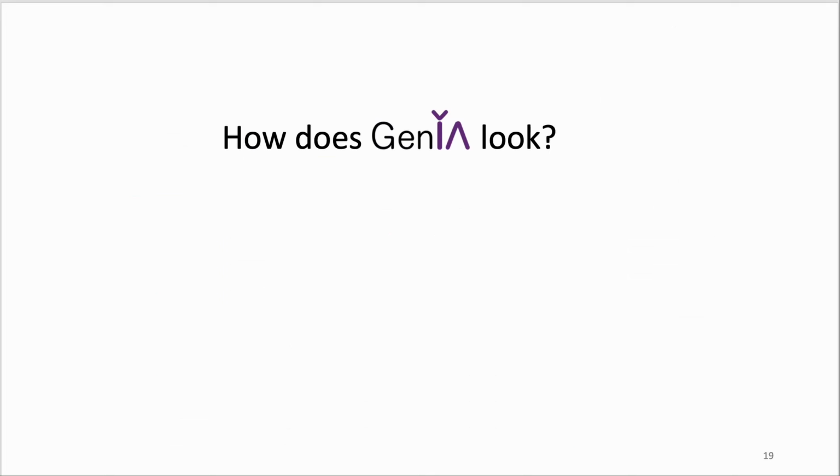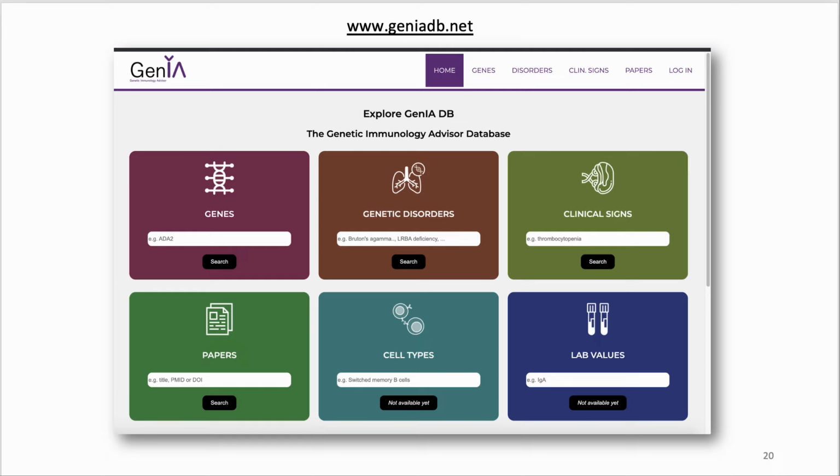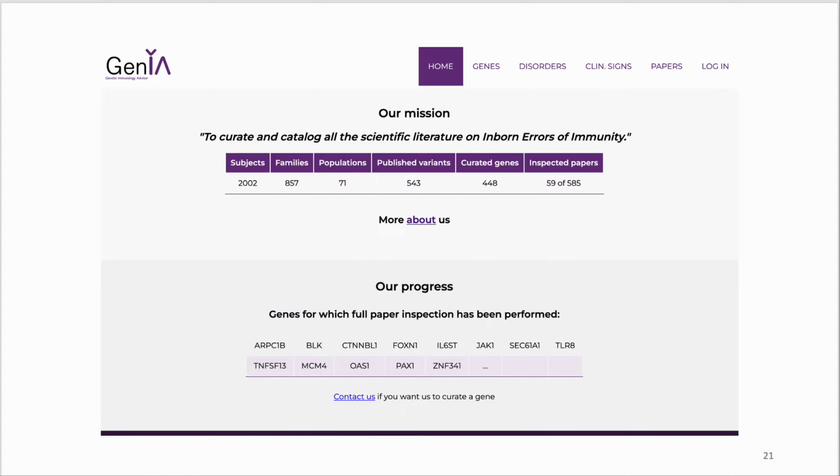What does GenIA look like? So this is our user interface when you go to the link. As you can see, you can search via multiple different parameters, either by the gene name, the name of a clinical condition, the name of a particular clinical feature, a certain lab value, a certain cell type, or even the name of a paper, such as by PubMed ID.